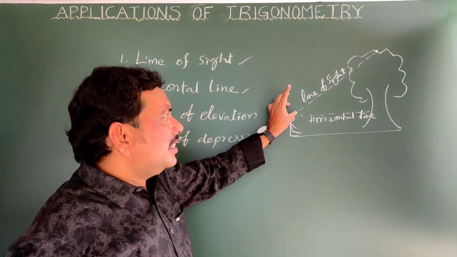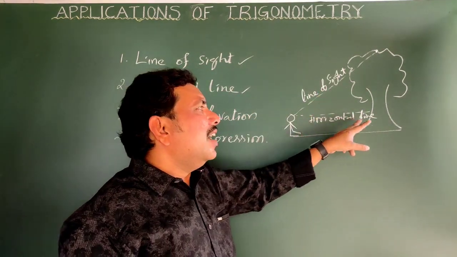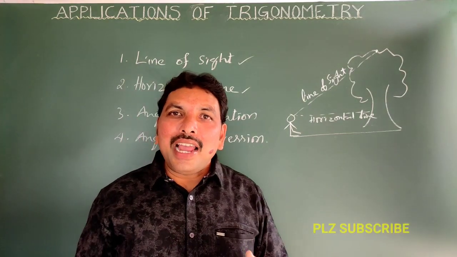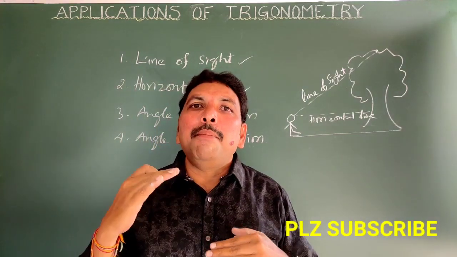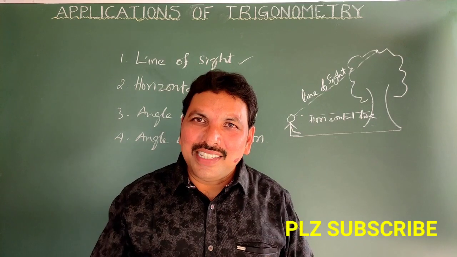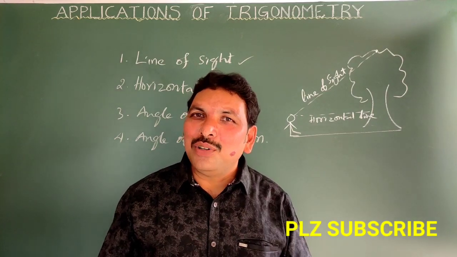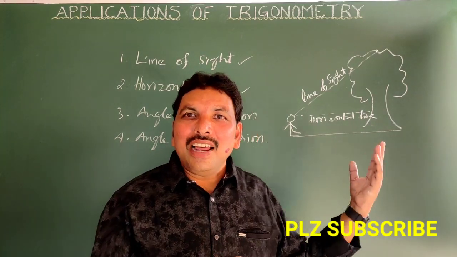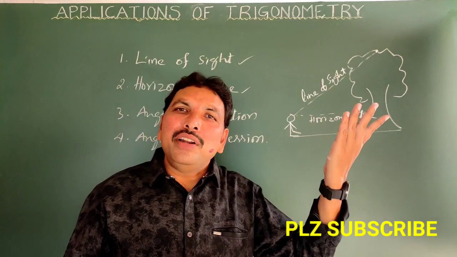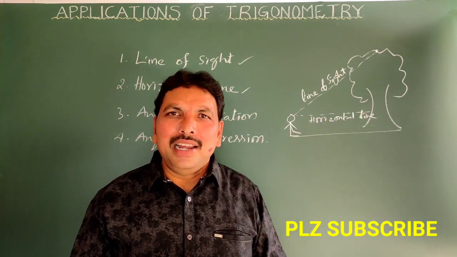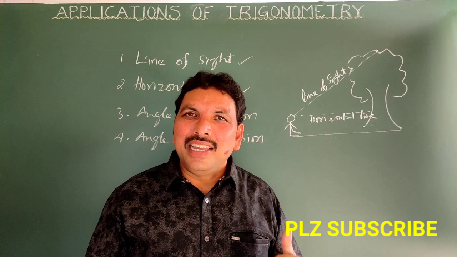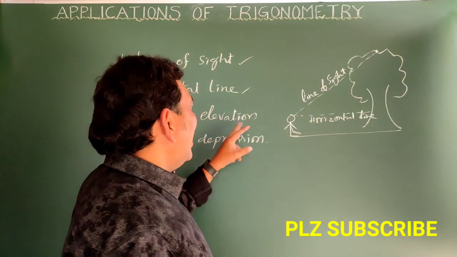Understood? This is the line of sight and this is the horizontal line. The horizontal line will always be parallel to the earth surface. The line of sight will be either above the horizontal line or below the horizontal line. Okay, next, angle of elevation.